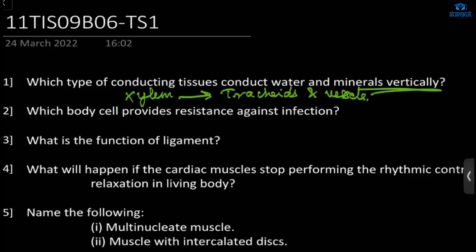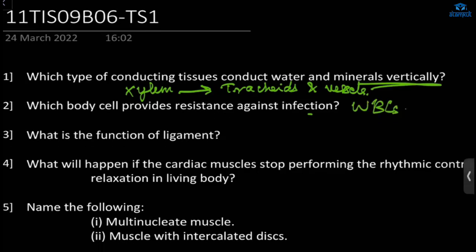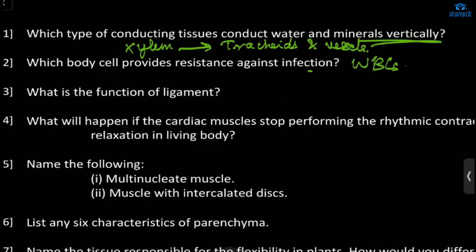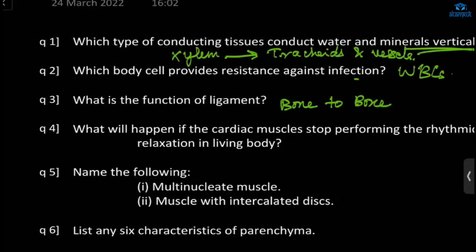Okay. Which body cell provides resistance against infection? Ma'am, WBCs. Yeah, correct, WBCs. What is the function of ligament? It holds the body parts together and keeps everything in place. Okay. Which part does it connect? Connects bone to bone.